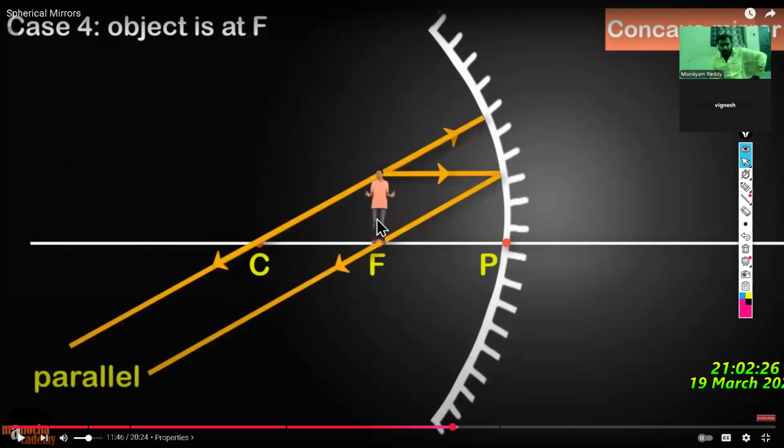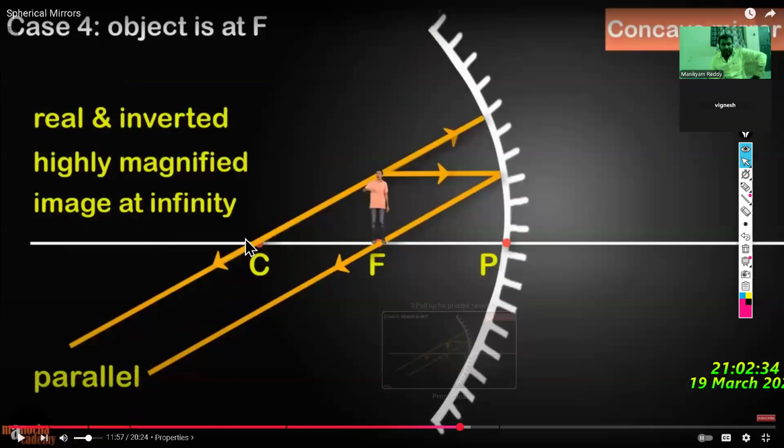Now, object kept on F. Now here, parallel rays are forming. Okay, this is a real inverted image, but the image is not forming; it's an image at infinity. We are seeing that image at the sun. The sun is the example for this. We are unable to see the image. Object kept at F, image at infinity. When placed at F, the image forms at infinity.